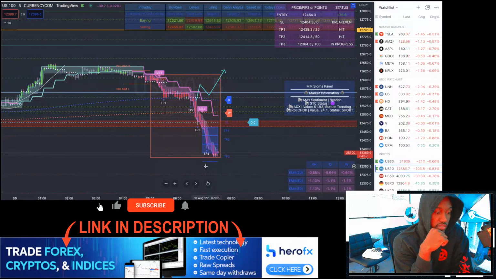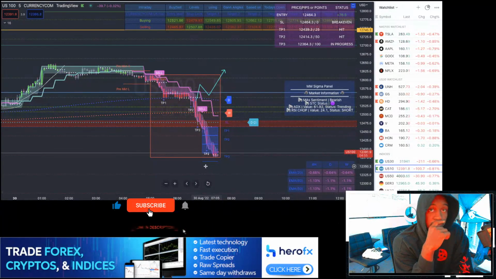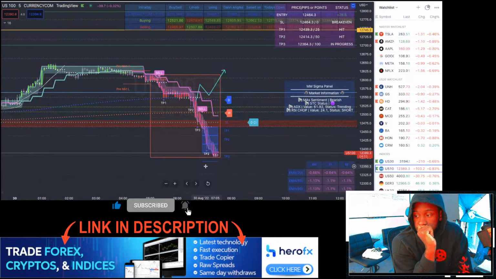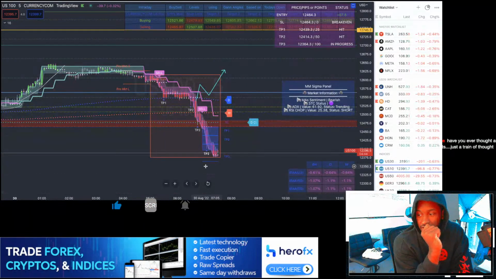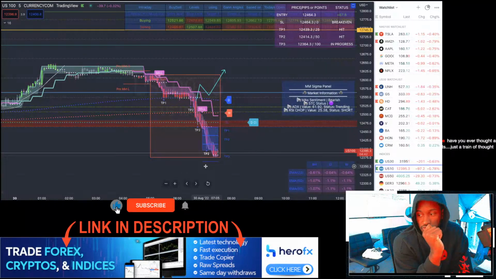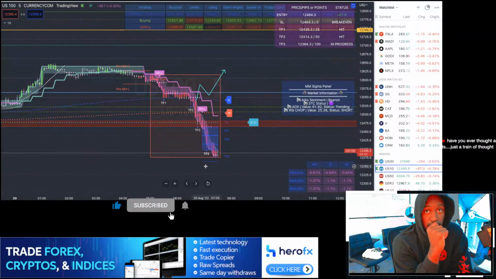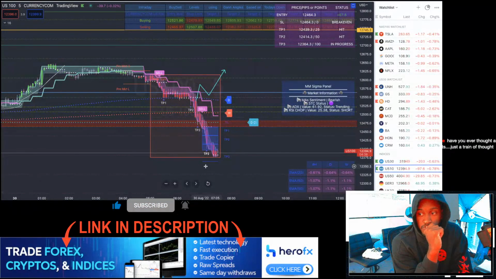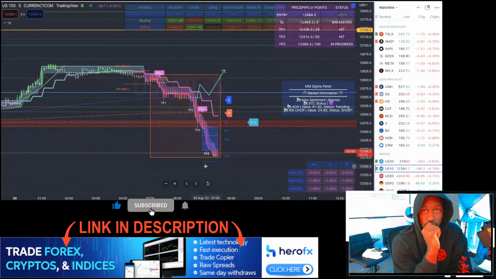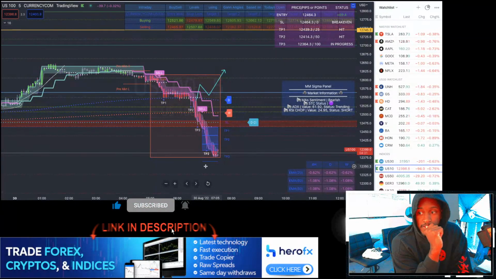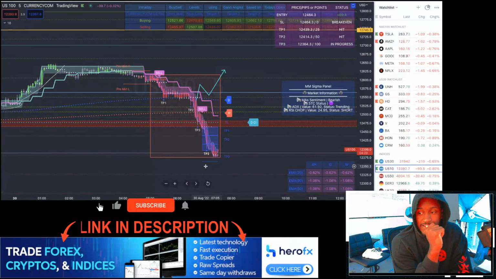TP2 hit on USD JPY. Have you ever thought about doing online banking for your students? What do you mean, online banking? Like doing online banking accounts? Like having my own bank account system?